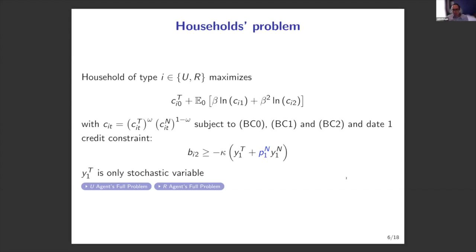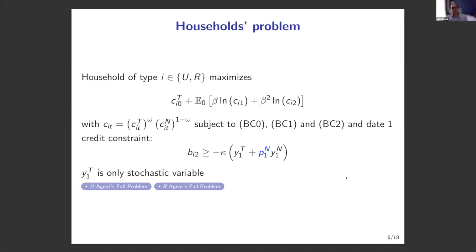And so the typical interpretation for this constraint is that households can borrow up to a fraction of their current income. And because the income comes in the form of endowments of different goods, a relative price of non-tradable goods is going to show up in the constraint. And so that's going to lead to both positive and normative implications as well. Okay. And then the only shock is going to be to the endowment of tradable goods at date one.